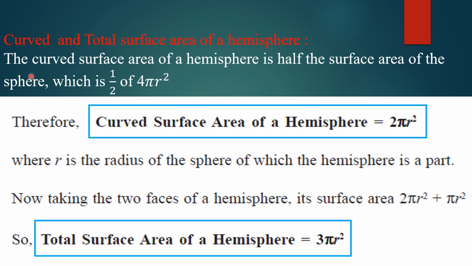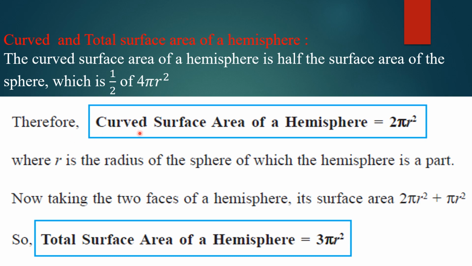The curved surface area of a hemisphere is equal to half of the surface area of the sphere, which is 1 by 2 of 4 pi r square. What is the surface area of a sphere? Yes, 4 pi r square. Then the curved surface area of a hemisphere is equal to half of the surface area of the sphere. Understood this point, my children?